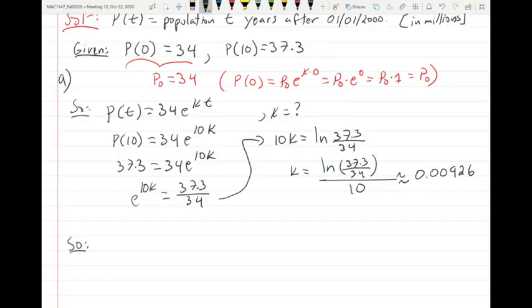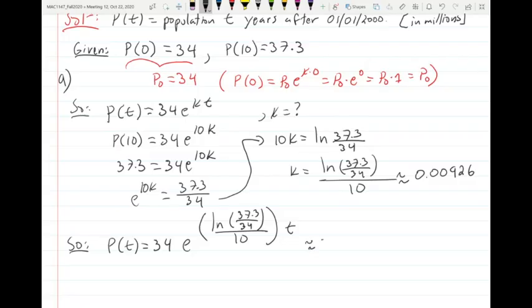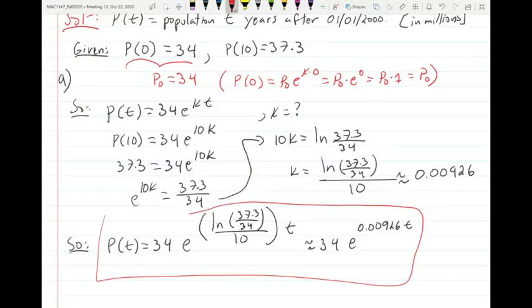So what is the model? I'm going to write down the exact model. It would be 34 times e to the ln of 37.3 over 34, divided by 10, times t, as the exact model. But if you want an approximation of it, that would be 34 e to the 0.00926 t. Okay, questions about part A? Questions?